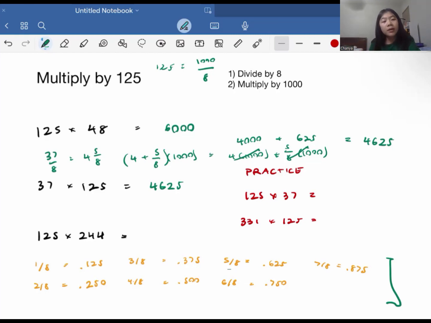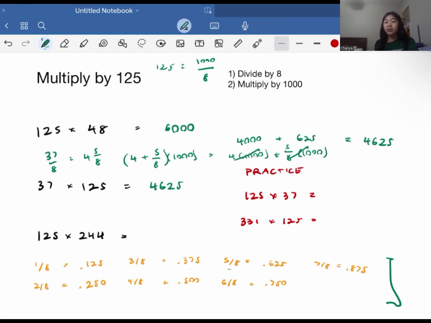Of course you could have done this with brute force, keeping on dividing 37 by 8 until you get 4.625 and then multiplying by 1000. That could work as well. However, if you memorize the table at the bottom, I highly recommend the way that I just showed you because it makes things a lot easier and expedites the process so much more.